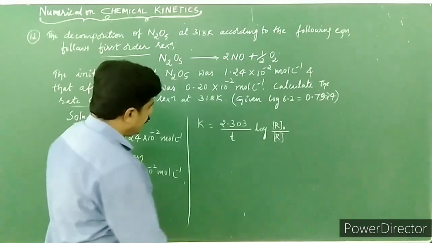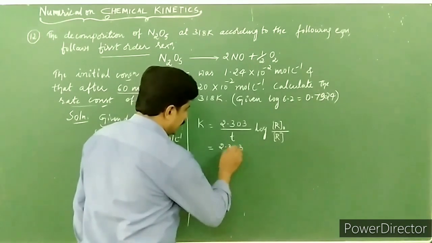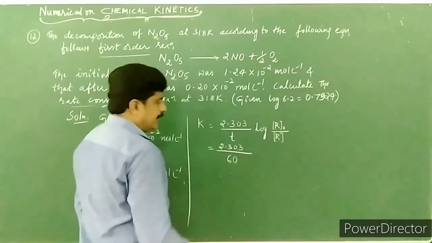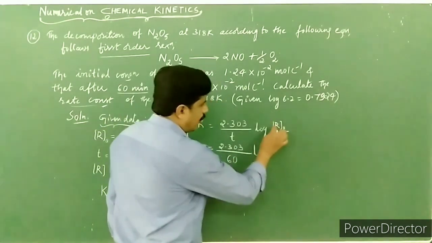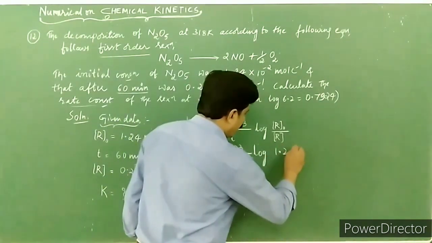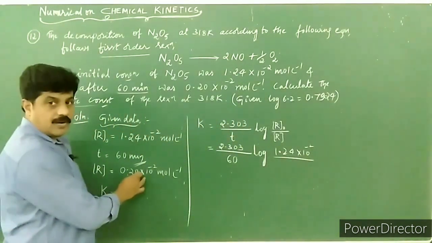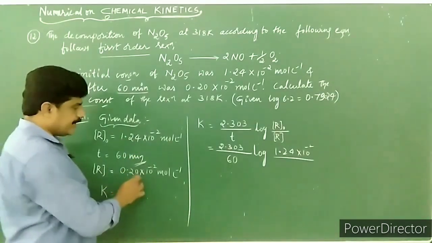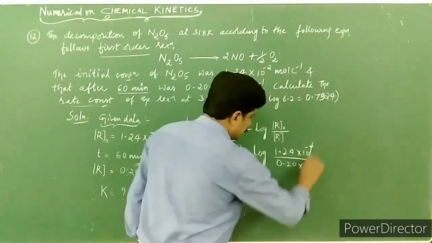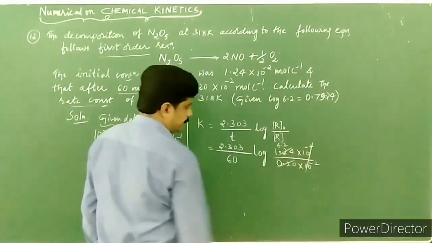So this is the expression for a first order reaction, is it not? You already learned that. Now let me substitute the values: 2.303 upon t. t is how much here? It is 60 minutes, right? Into log of R0. What is the value of R0? R0 is equal to 1.24 into 10 to the power of minus 2, upon R. The R value is given here, is it not? After t is 60 minutes, the R value is 0.20 into 10 to the power of minus 2. Now if I simplify, this will be, I think, 6.2.